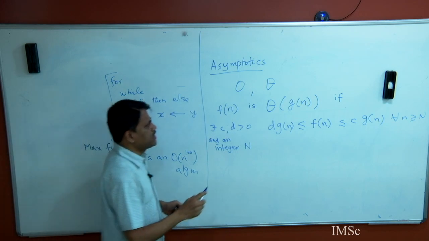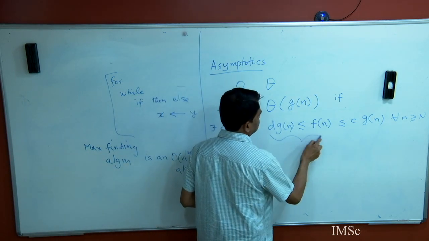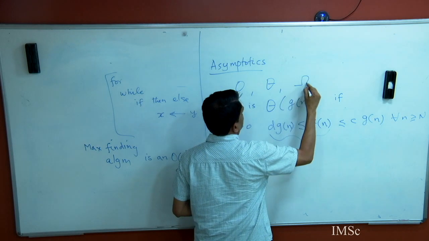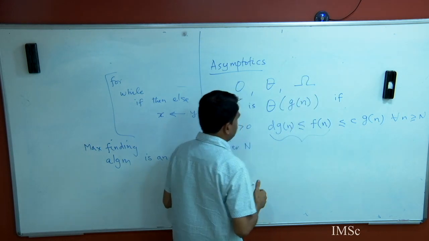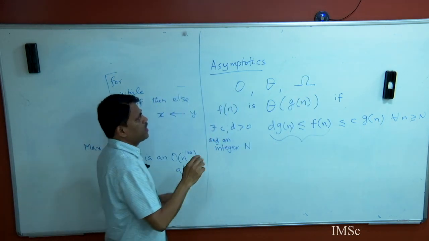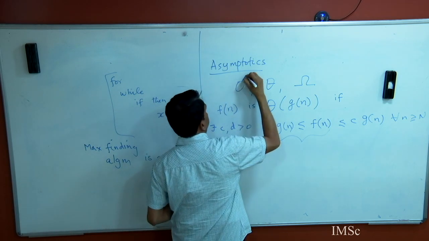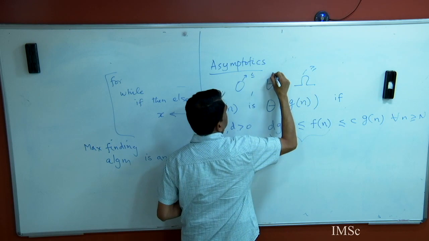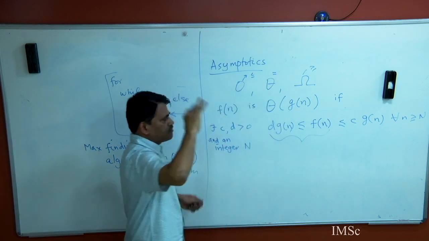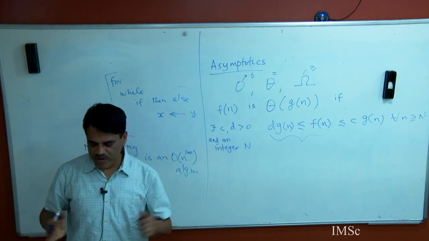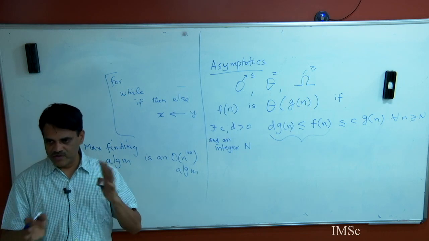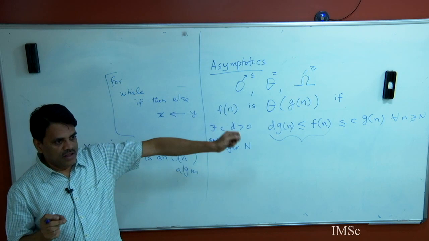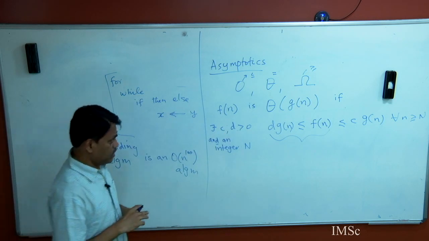Now, if you have only this, then there is a notation which is also used: omega. You can think of this as less than or equal to, think of omega as greater than or equal to, and think of this as equal to. Roughly speaking, because it's not exactly that, since the constants c and a capital N play a role.